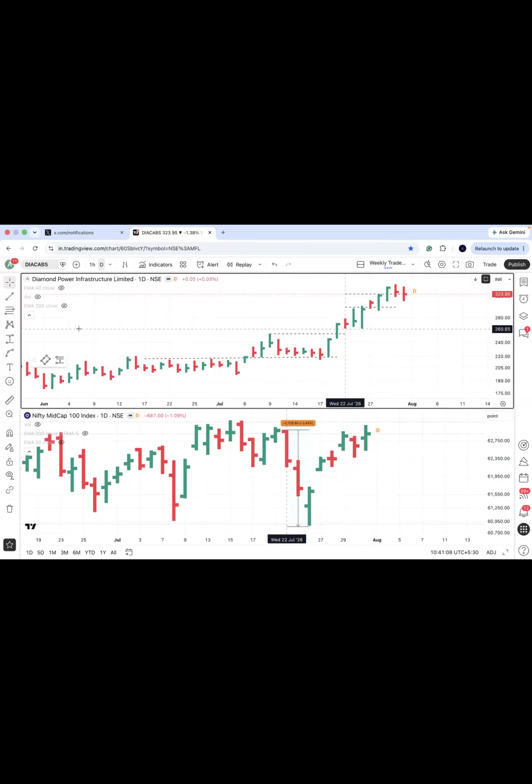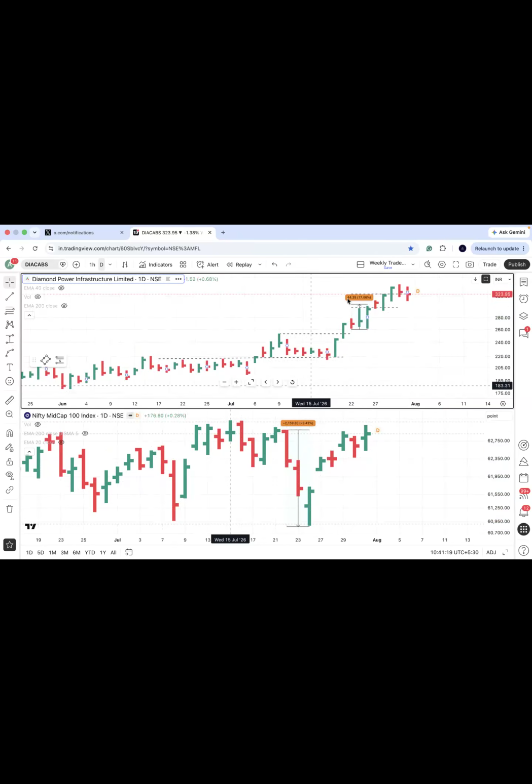But if you compare how the price action of Diamond Power reacted during that particular time, from 22nd to 24th, the stock was up around 17 to 18%. So basically, this is how you have to check the relative strength of a particular stock, where you compare that stock with a particular index and you compare the performance, the relative performance as compared to an index.